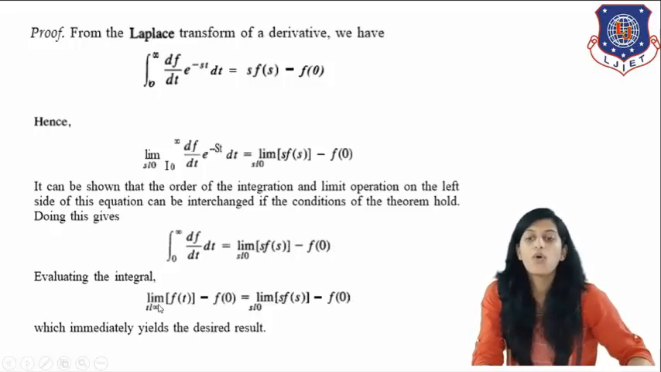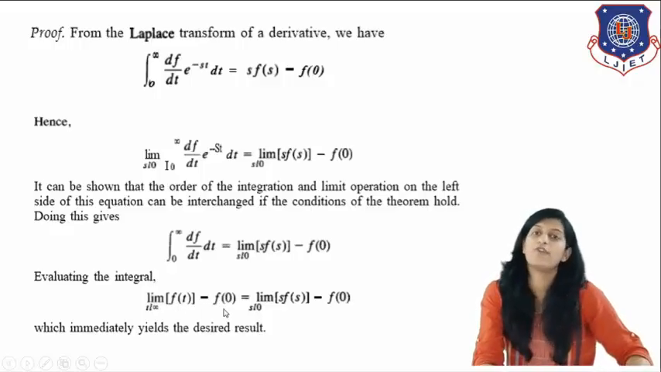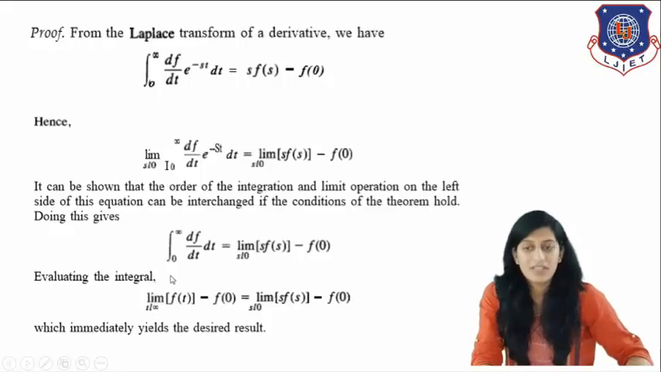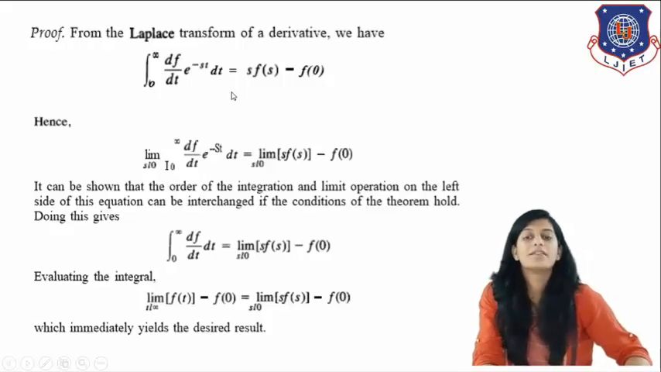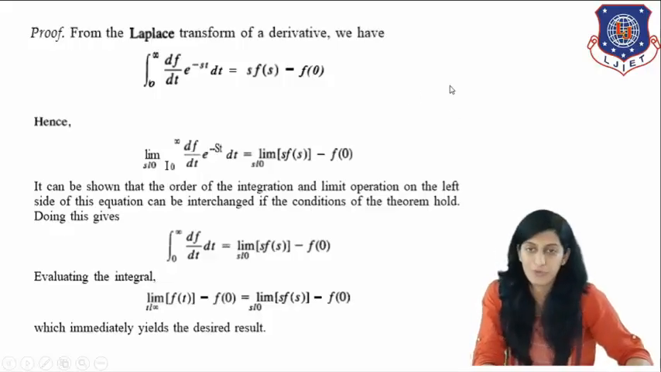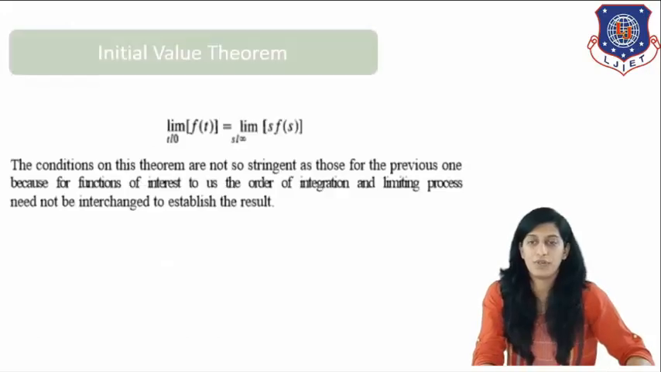Now limit t tends to infinity, this can be written as f of t minus f of 0. This is again equals to limit s tends to 0 s F of s minus f of 0. So this is ultimately the statement of the theorem which we have proved. So this is our final value theorem.